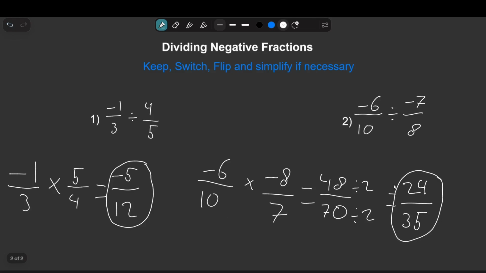So this was basically it on how to divide negative fractions using the keep, switch, flip or the keep, change, flip method. So I hope you guys liked the video. I hope you guys understand how to divide negative fractions now.